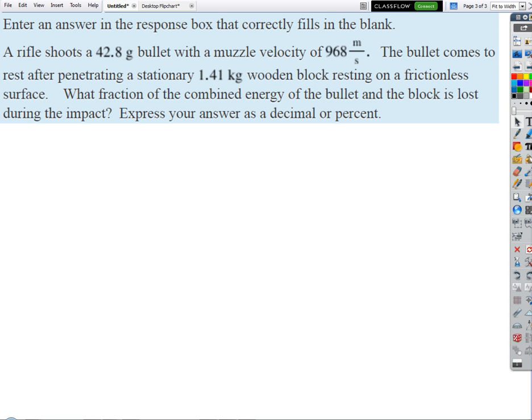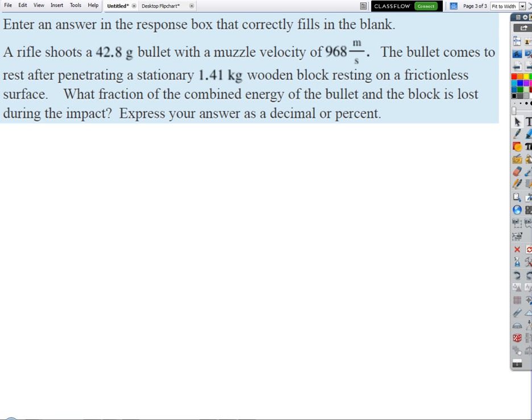Momentum. So the momentum of the system originally, all momentum is contained in the bullet, right? The block is at rest, so it has none. The bullet hits the block, and then they both start moving. So we can figure out how fast it's going, right? Does that make sense? How fast both of them are going.